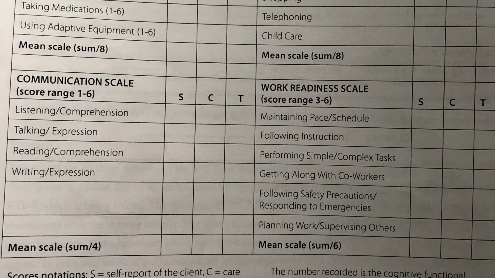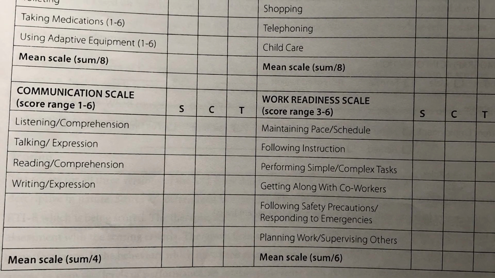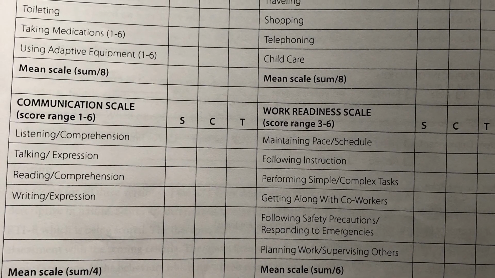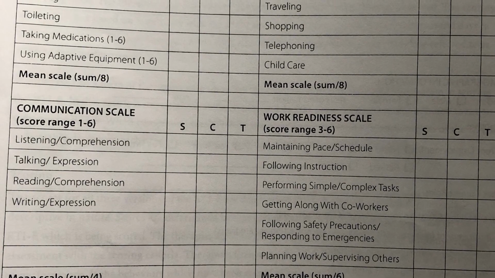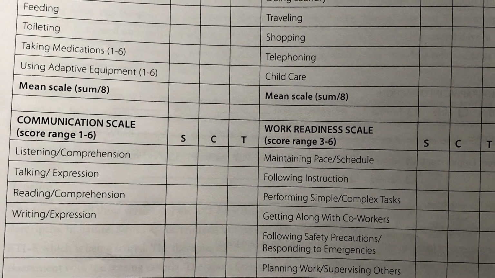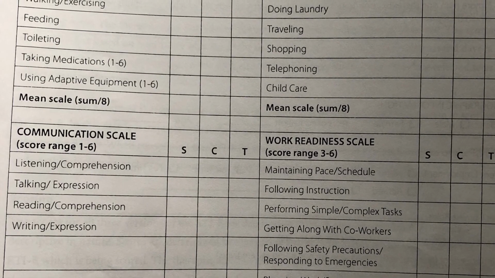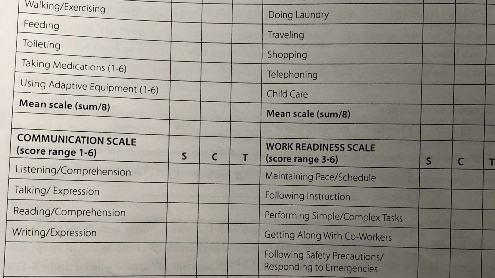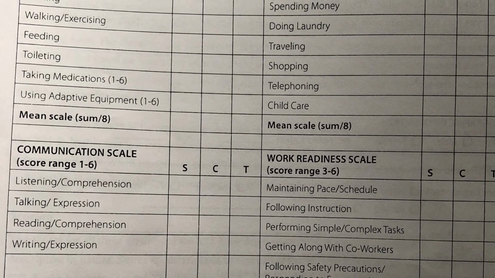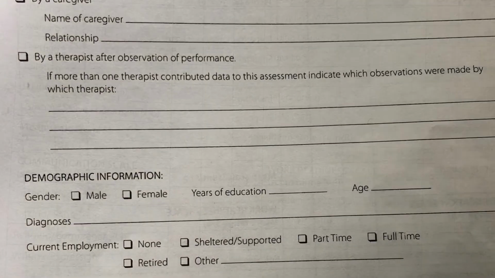Once I've gathered all of the client or caregiver reported information from the interview and observed at least 4 tasks from each of the areas, ADLs, IADLs, communication, and work readiness, I'm ready to score the assessment. The client's level of performance in each of the activities earns them a score, and the mean of the scores is used to assess their level of assistance needed in each area.